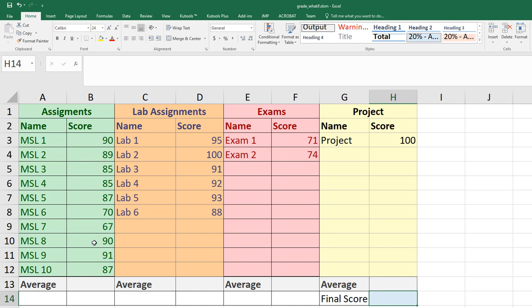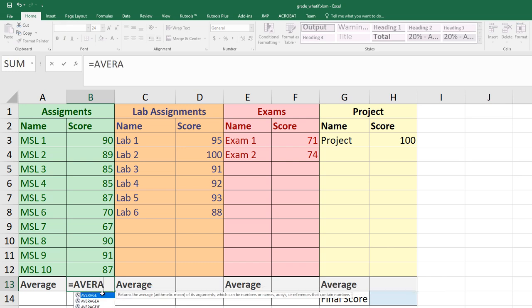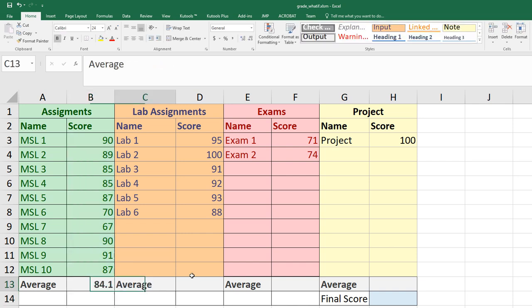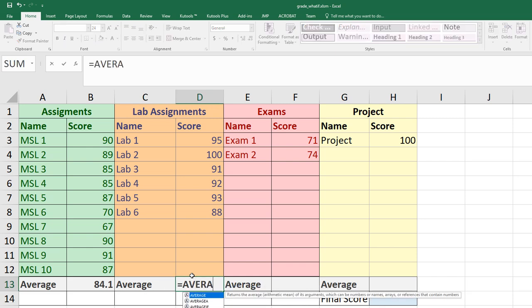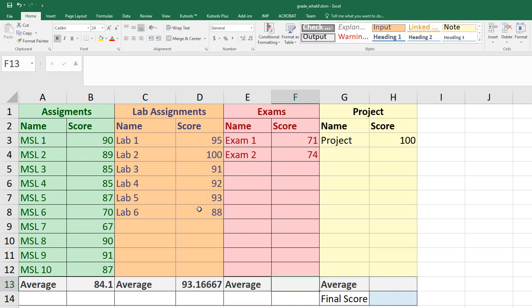Okay, so the first thing we need to do is just come up with the average for each of these different segments. So to do a formula in Excel, you just do equals and put the name of the function. So we'll take the average of all of these. So these 10 assignments average out to 84.1, it turns out. And these all average to this, okay? And these two average to this. And this is just going to be equal to the project, so I'll just do equal to that, okay?